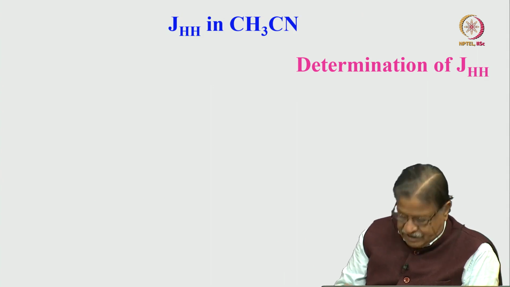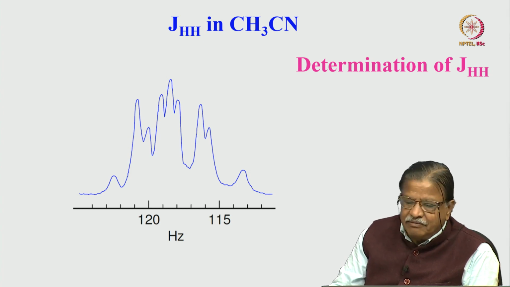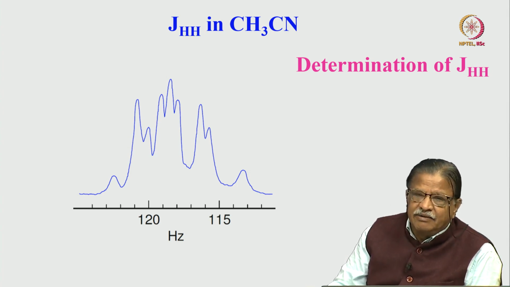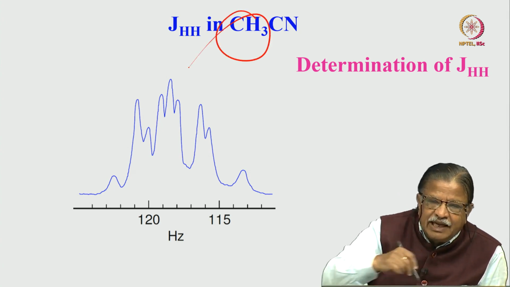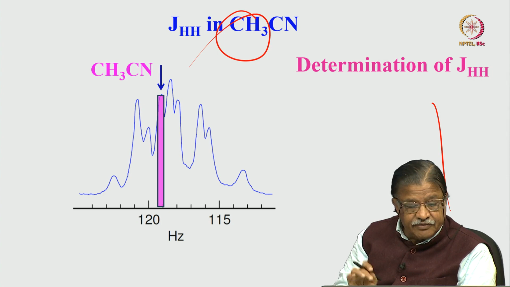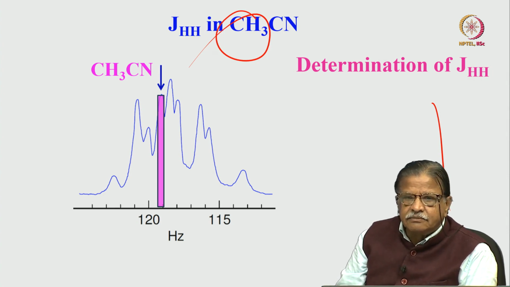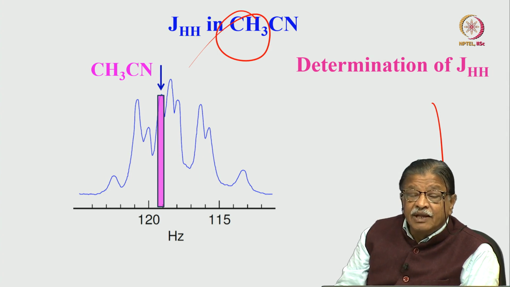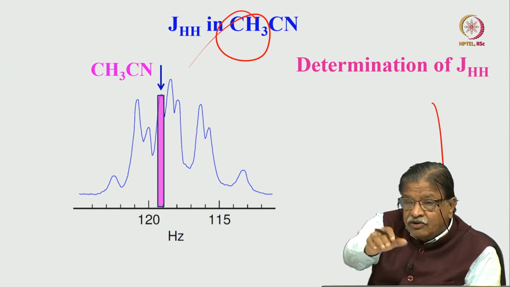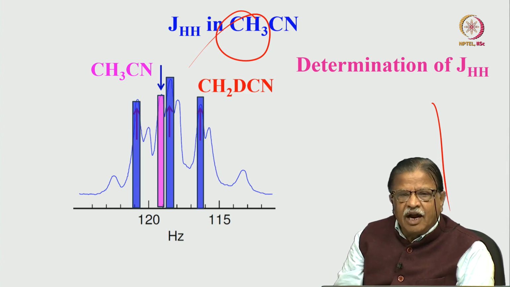Take for example CH3CN. If you determine, how do I determine the J coupling? CH3CN is acetonitrile, all the 3 protons are magnetically equivalent, and you get a single peak like this. This corresponds to a single peak of CH3CN. But what do I do? Just now I told you, we can do isotopic substitution. I will knock off one of the protons and put a deuterium.